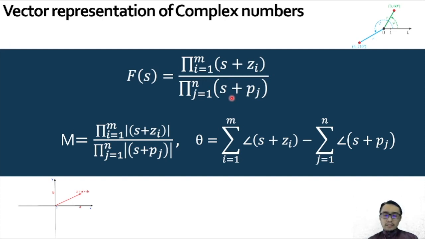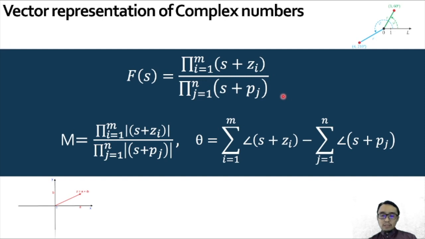Each factor in the numerator and each factor in the denominator is a complex number that can be represented by a vector, as shown before. So the function defines the complex arithmetic to be performed in order to evaluate F(s) at any point s.